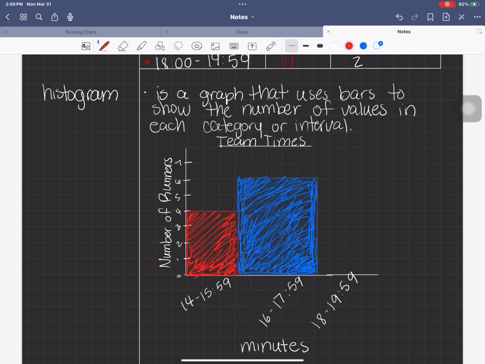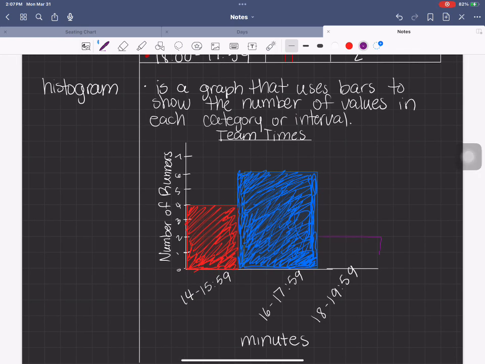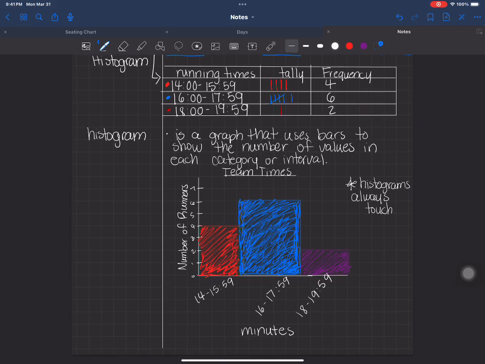And then 18 to 19:59, I'm going to have to change my color here. There's 2 runners that ran that fast. And I shade that in. Now again, histograms always touch. Okay, the bars always touch.